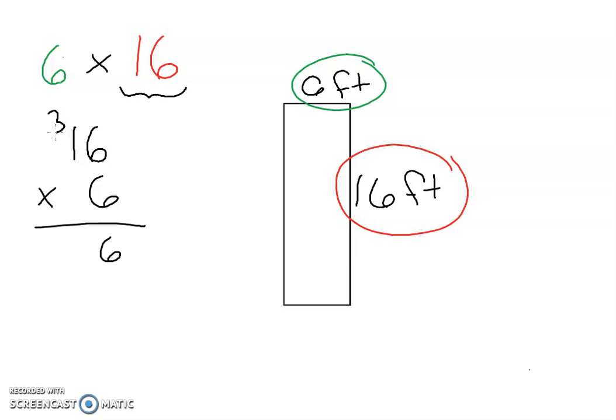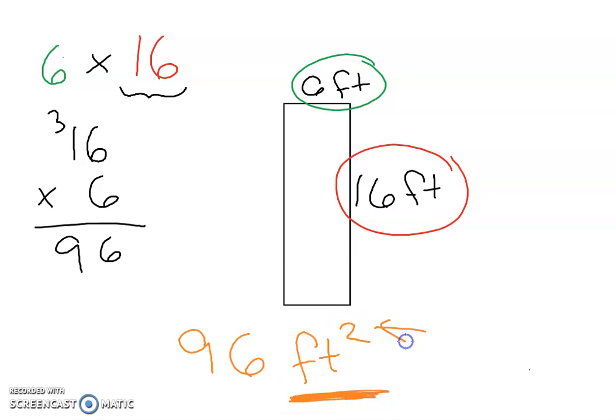6 times 1 is 6, plus that 3 you carried is 9. So your answer for this one is going to be 96 feet squared. Please remember, feet squared. Very, very, very important.